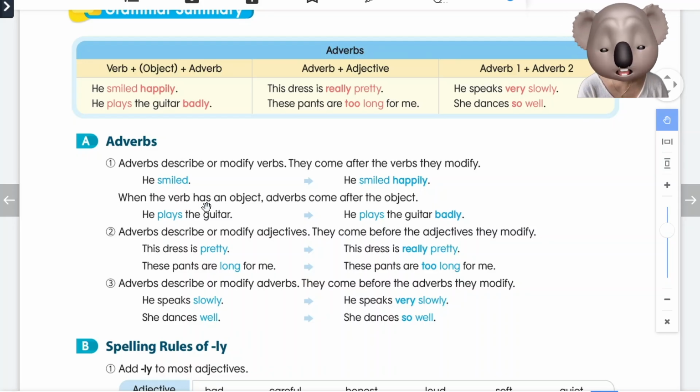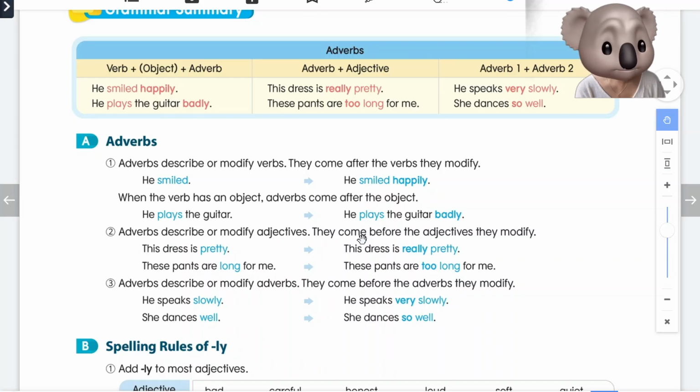When the verb has an object or a thing, for example, the building, the guitar, the door, the adverbs come after the object. For example, he plays. Our verb is play. Plays what? Plays the guitar. Our object is the guitar. 근데 어느 식으로 치지? He plays the guitar badly.